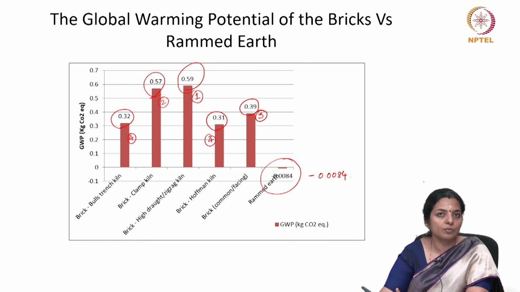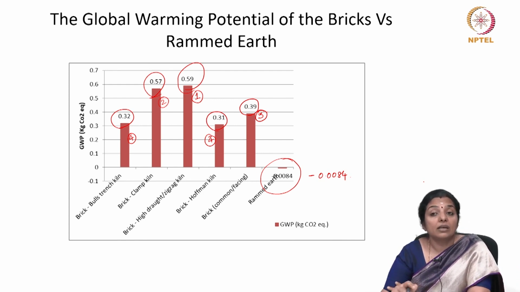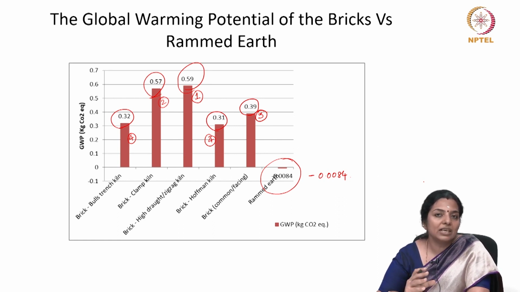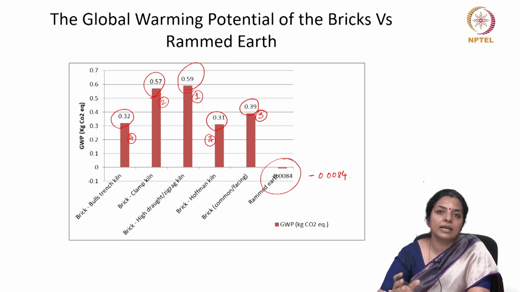The focus is more on brick because it is one of the materials used predominantly in most of the buildings in our country. It is a conventional building material. Most of the residences are made up of brick walls with cement plaster, and therefore the choice of the brick in terms of the kiln where it is fired becomes very important in reducing the embodied energy and embodied carbon of that building.